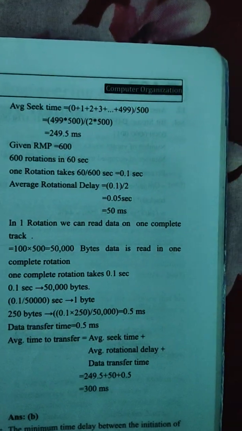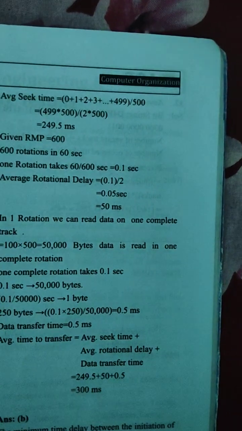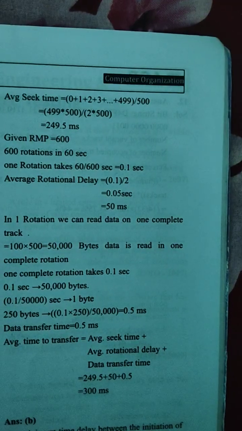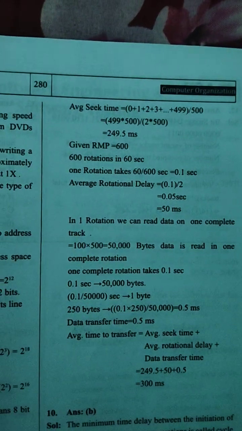Average seek time is equal to 0 plus 1 plus 2 plus 3 and so on up to 499, divided by 500. So 499 into 500 divided by 2 into 500, that is equal to 249.5 milliseconds.